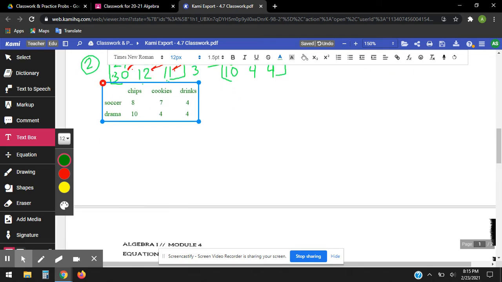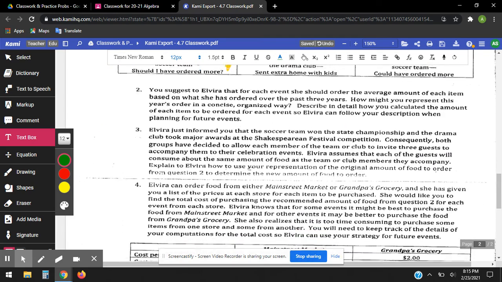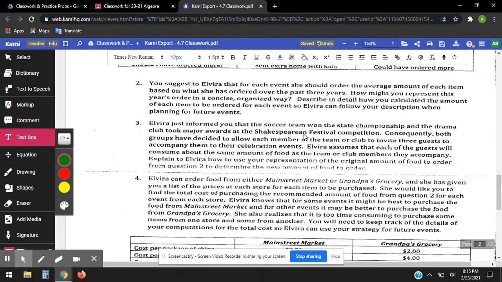All right, let's go back down to 3. Elvira just informed you that the soccer team won the state championship and the drama club took major awards at the Shakespearean Festival competition. That's fabulous. Consequently, both groups have decided to allow each member of the team or club to invite 3 guests to accompany them to their celebration events. Elvira assumes that each of the guests will consume about the same amount of food as each team member they accompany. So how are you going to use your representation of the original amount of food to order from question 2?